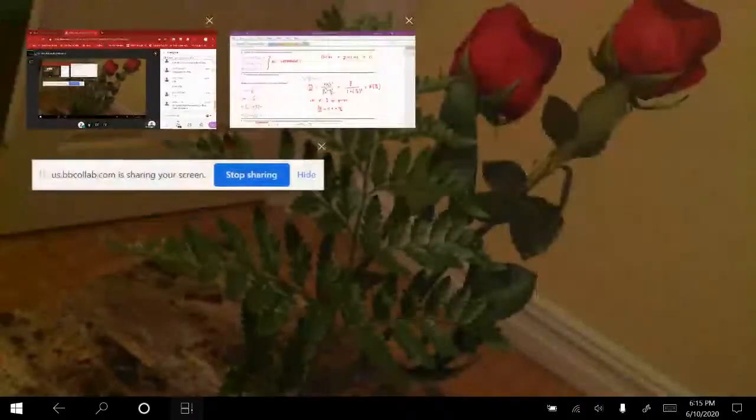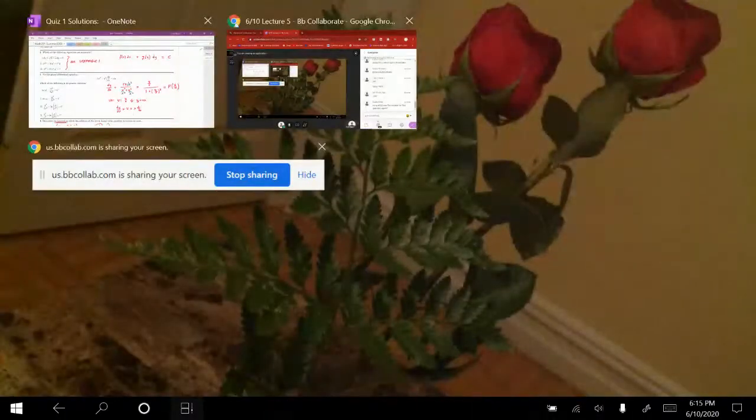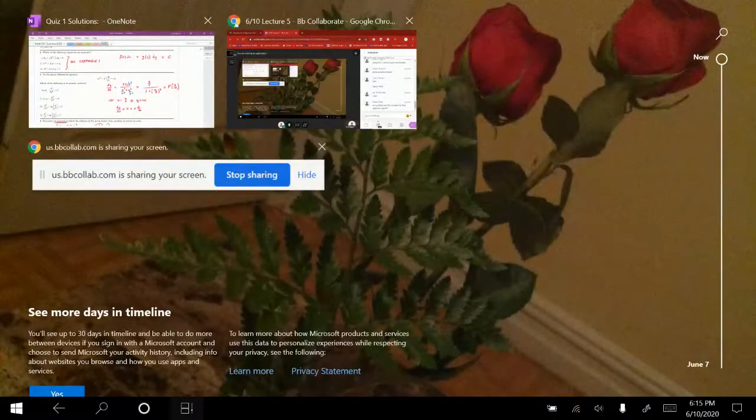So for this question, what's the answer? Those of you who got it right, what do you guys think? Greg, I remember you said you solved it. Was this the one you solved?